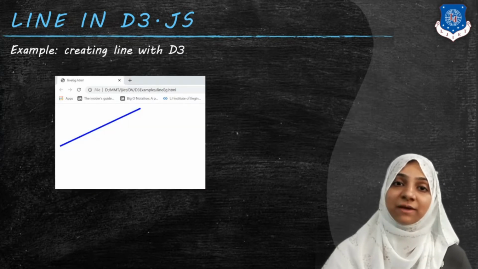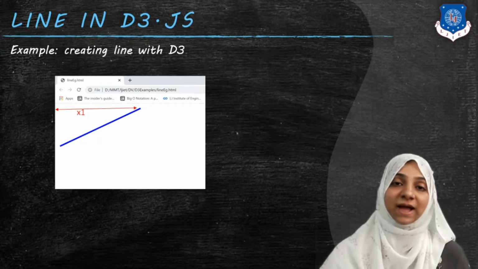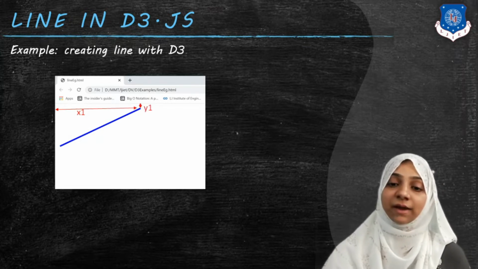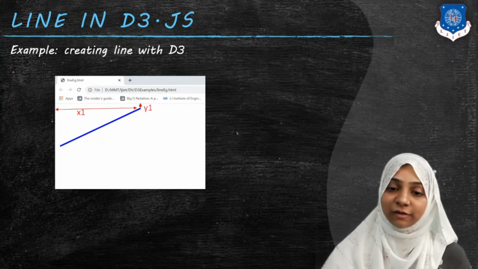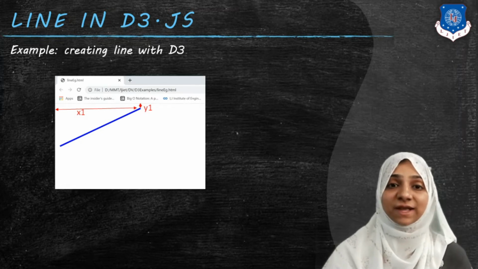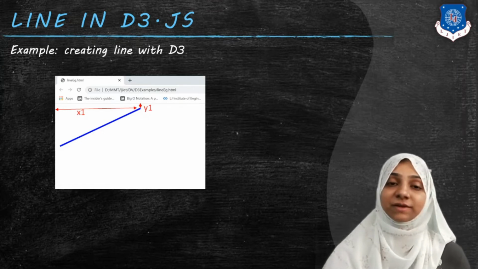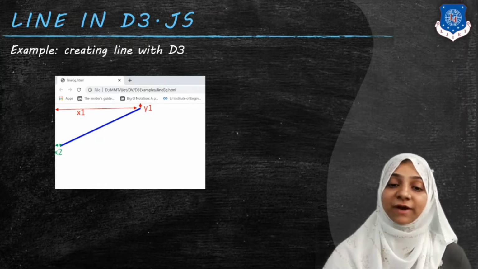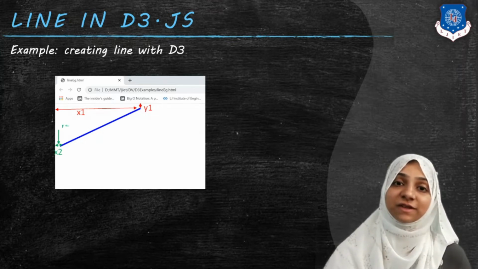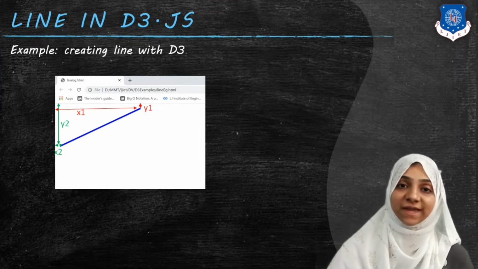Say for example, I want to draw this particular line using D3 code. I must know what is x1 and y1 of the first point. So first is nothing but the topmost point, whose x value is given by displacement from the left and y value is given by displacement from the top. Similarly, x2 and y2 are the coordinates of x and y for left and top of the second point.